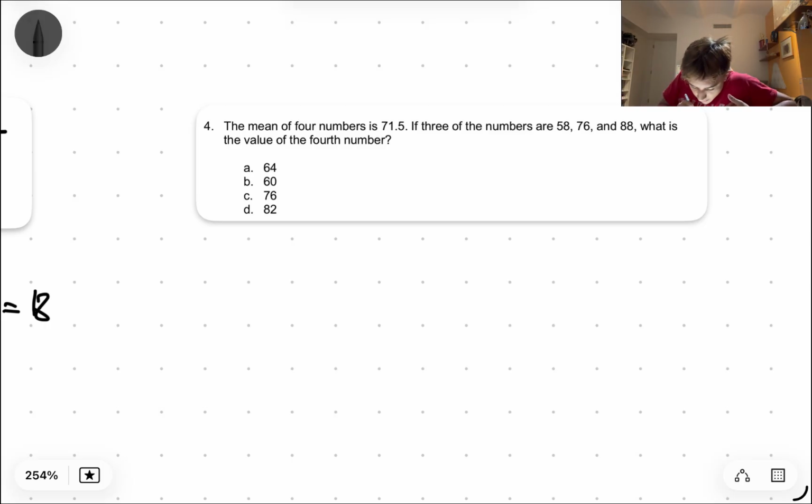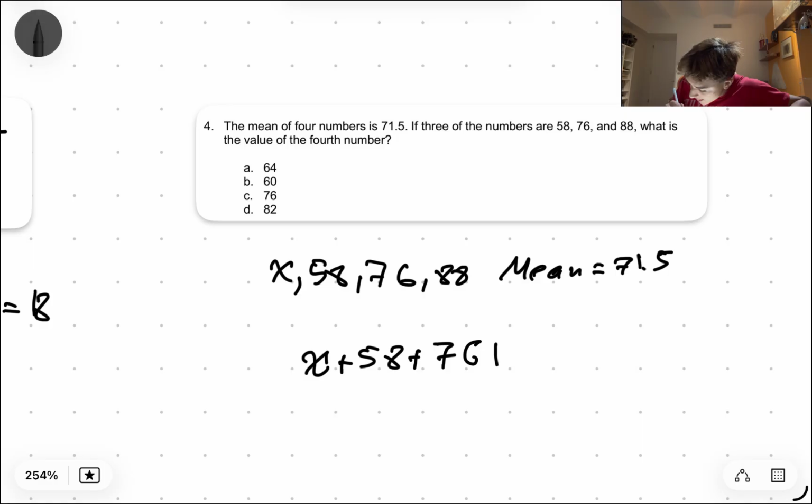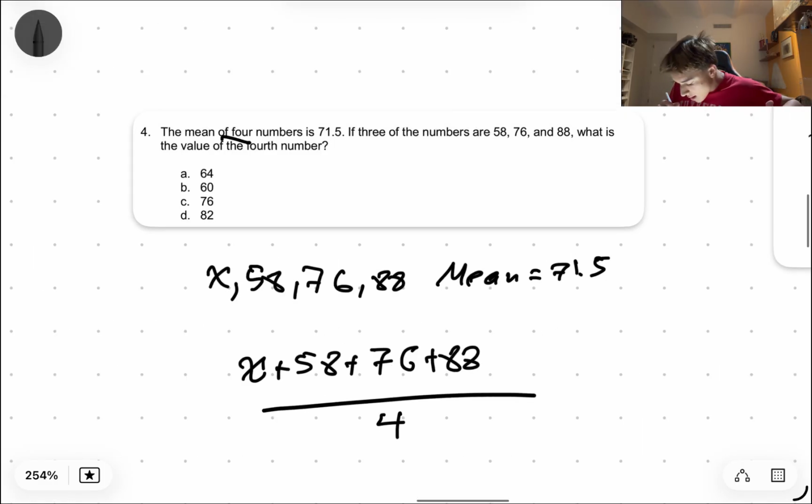So we know the mean of x, 58, 76, and 88 is equal to 71.5. The mean of those 4 numbers would just be x plus 58 plus 76 plus 88 divided by 4, because you have 4 numbers, and that's equal to 71.5. So now we're just going to solve this simple equation.